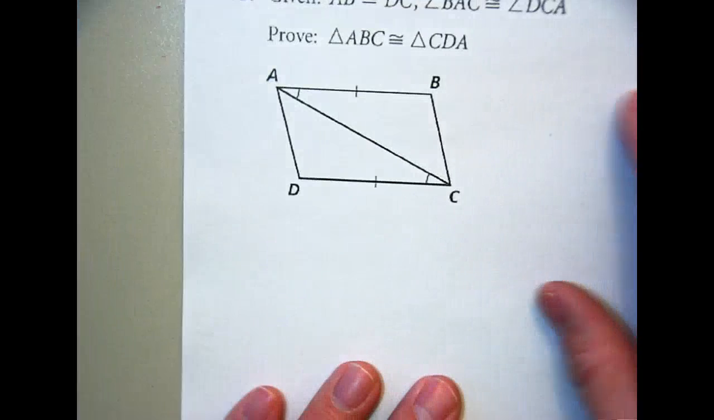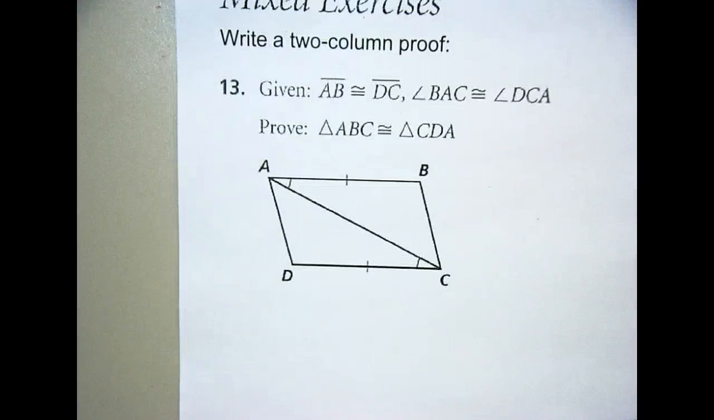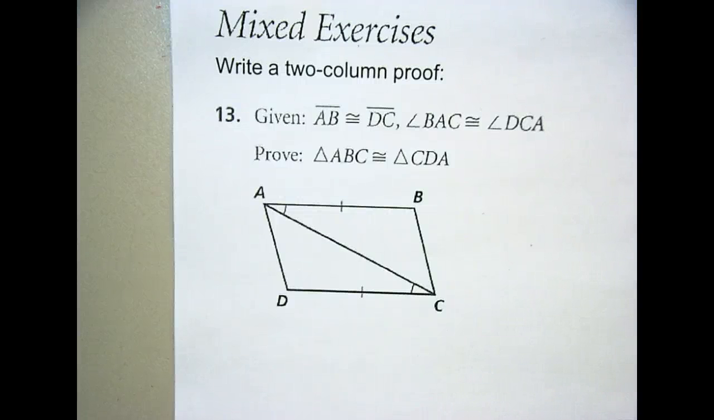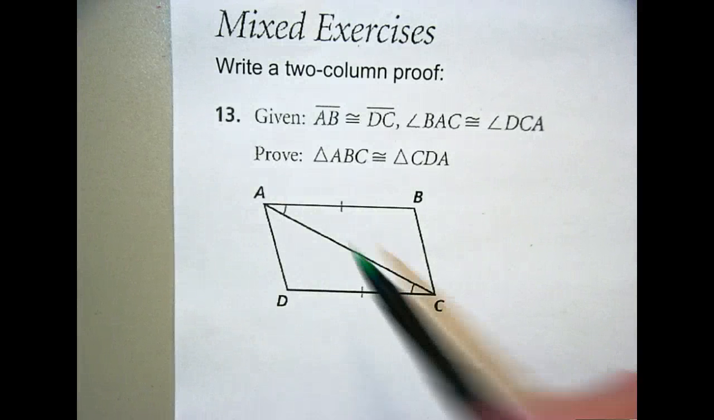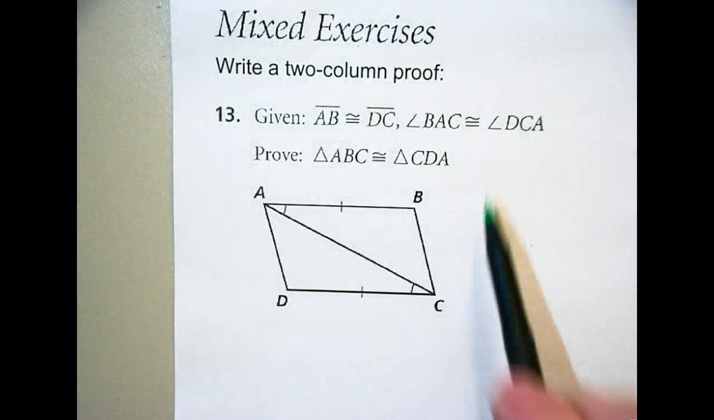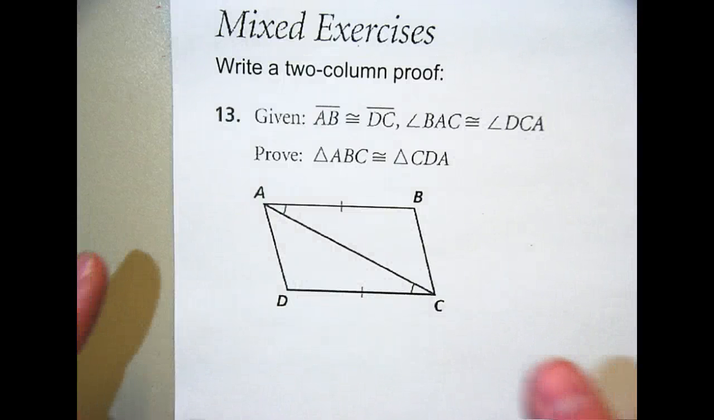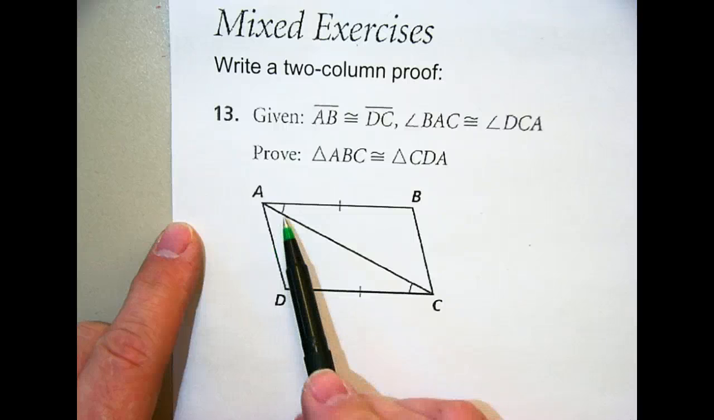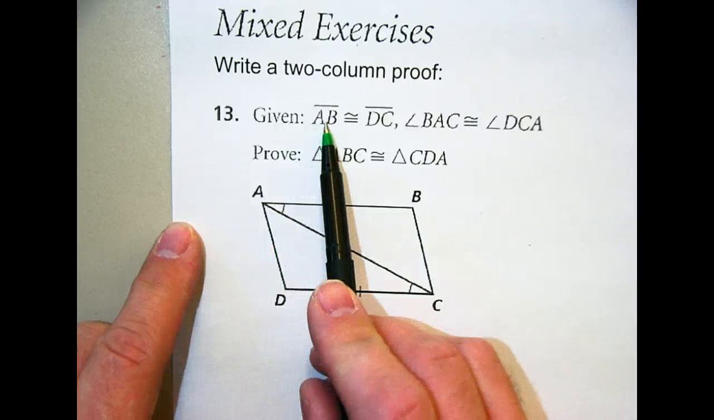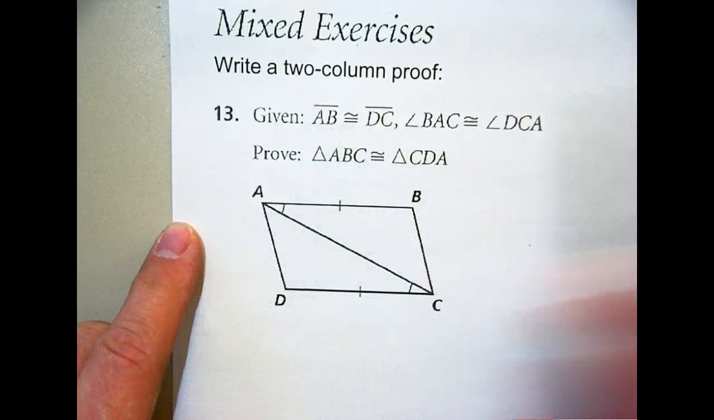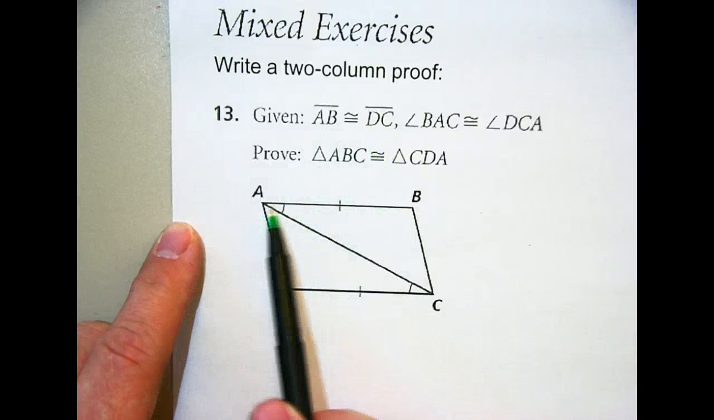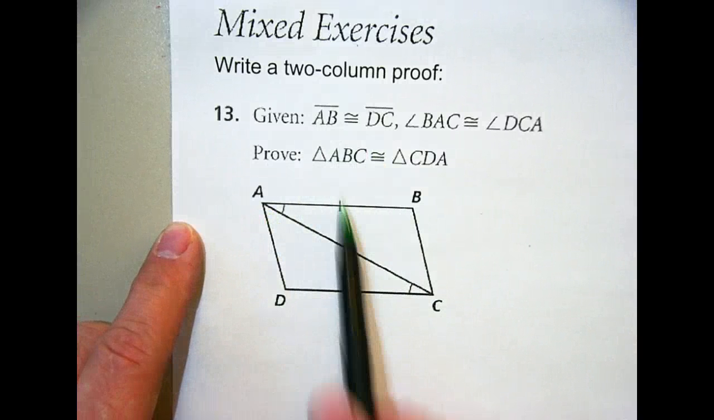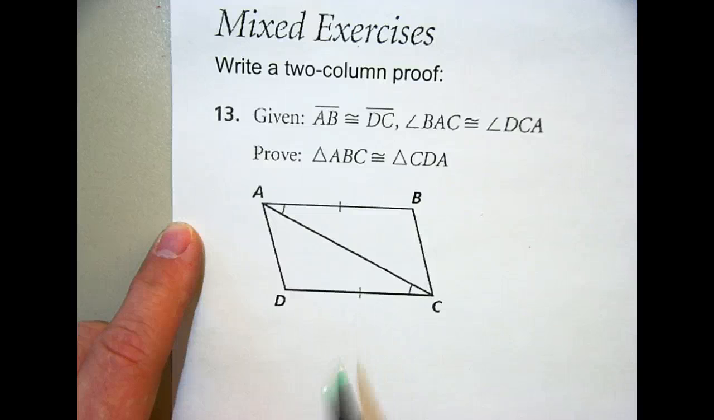This is number 13 off your assignment today. It's off the mixed side. So given AB is congruent to DC, angle BAC is congruent to DCA, prove ABC is congruent to CDA. Now I'm going to give you the sheet here in a minute. So I just want to point out a few things on this when you're looking at it. First, notice they've actually marked what they're saying up here. They don't always do that. So in the given, they're saying this is congruent to that, but they've even marked it in the picture. That won't always happen. So if they don't do that, you need to mark it.